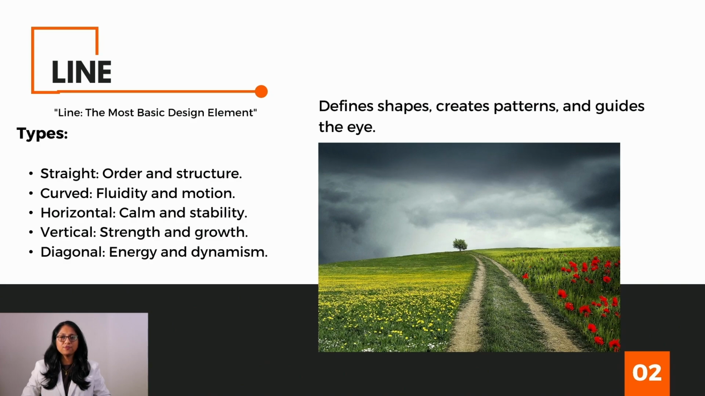Horizontal lines emphasize calmness and stability. Vertical line shows strength and growth. Diagonal line creates energy and dynamics. When we look at the image in the slide, the pathway in the image ends at the point of the tree, which directs our eye.